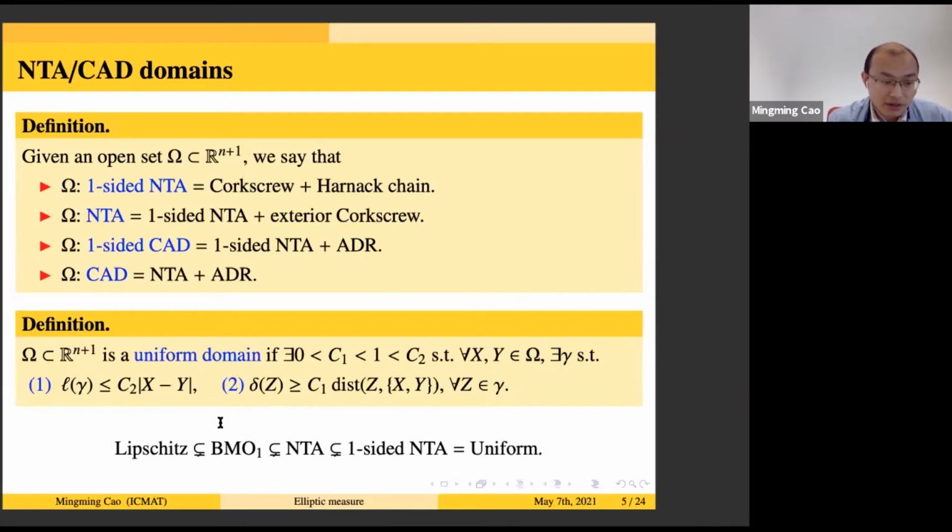Let us see the following relationship. Lipschitz domain is stronger than BV1 domain. Here, the BV1 domain means that the boundary of the domain is given by a BV1 function. If for a function u, the gradient of u is in BV1, we say that u is in BV1. And the BV1 domain is stronger than NTA domain. NTA domain is stronger than one-sided NTA domain. As we said, one-sided NTA domain is equivalent to a uniform domain. Okay.